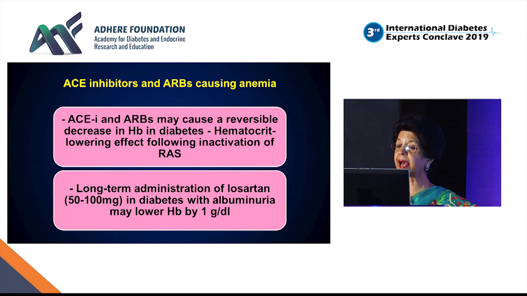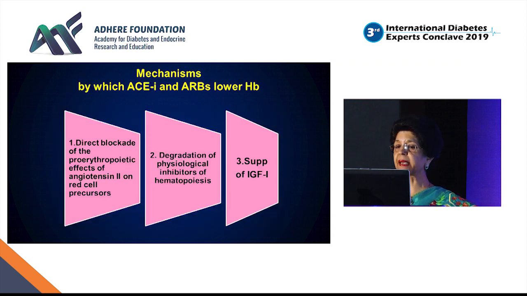ACE inhibitors and ARBs should also be kept in mind. If your patient is taking losartan, then there may be a reduction of hemoglobin by 1 gram. And 1 gram is very significant in a patient who has diabetic kidney disease. So these are the mechanisms by which ACE inhibitors and ARBs lower the hemoglobin.